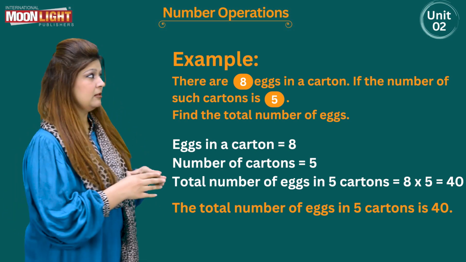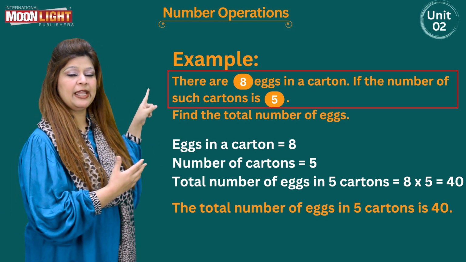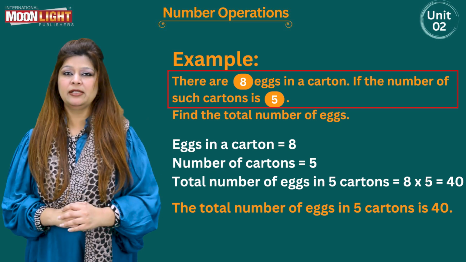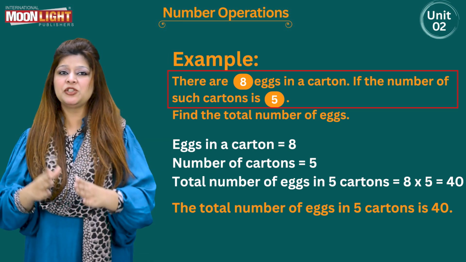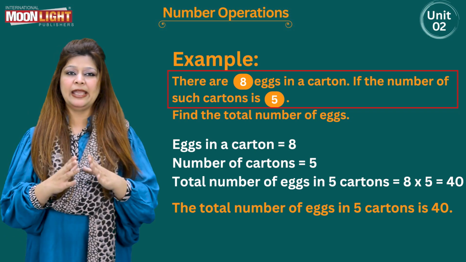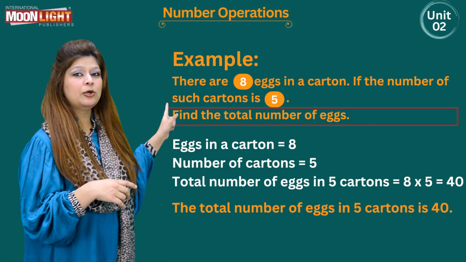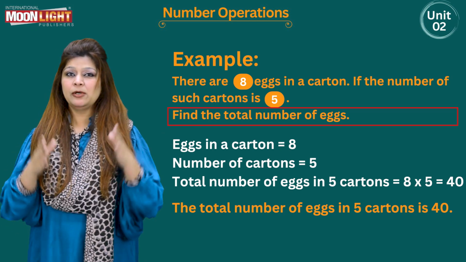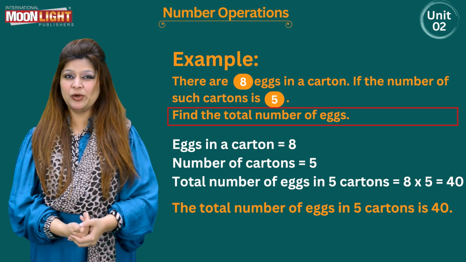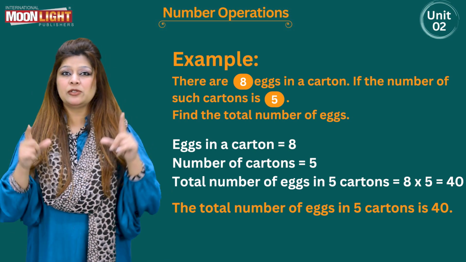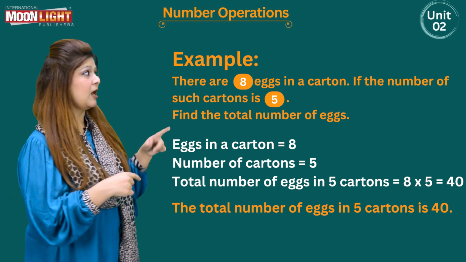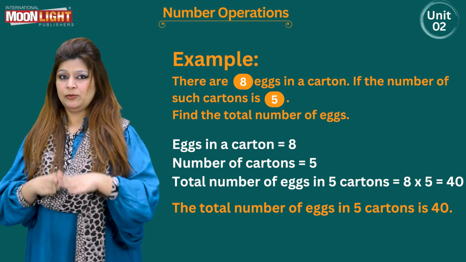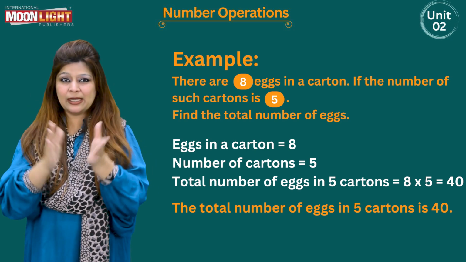Check on your screen, the example is over here. There are 8 eggs in a carton. If the number of such cartons is 5, then find the total number of eggs. Now, my dear students, we need to remember CUBERS. C stands for circle the numbers. Here the numbers are 8 and 5. So I will circle these numbers to remember them in my mind.